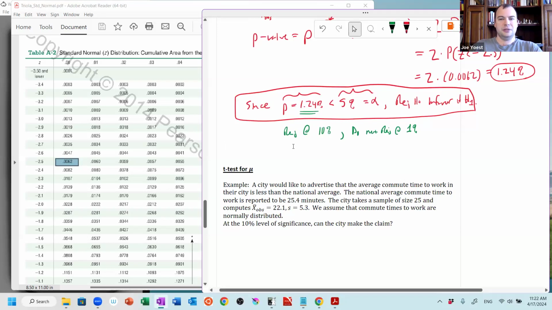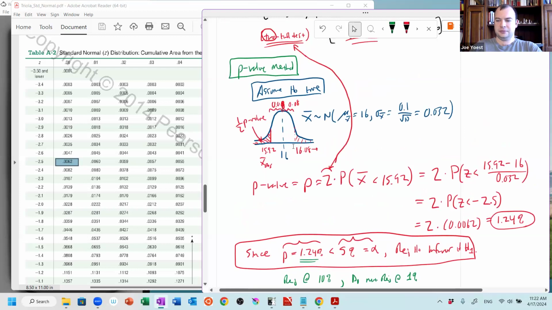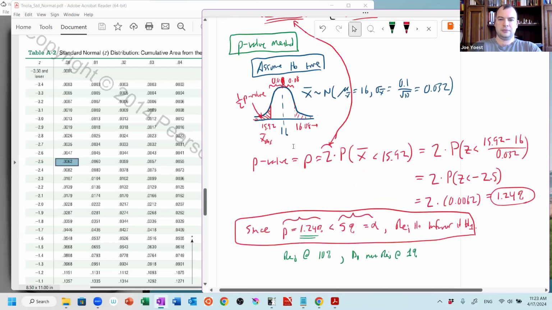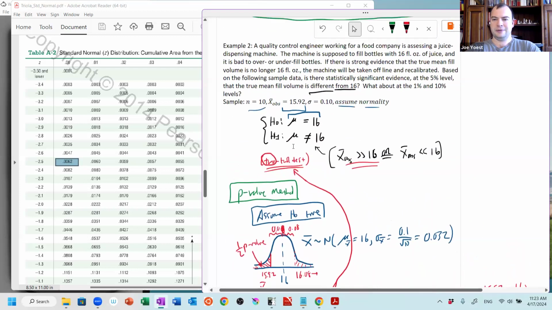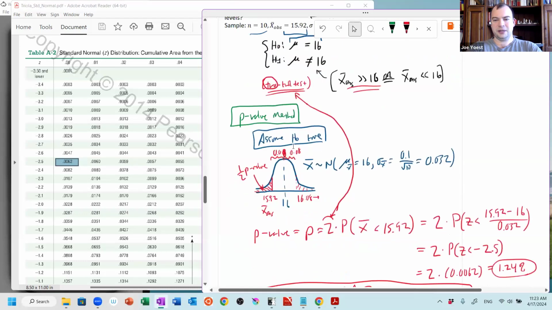Any questions so far? Okay, so let's go through example 2 again with the rejection region method and the critical value method.